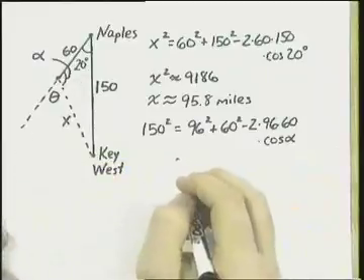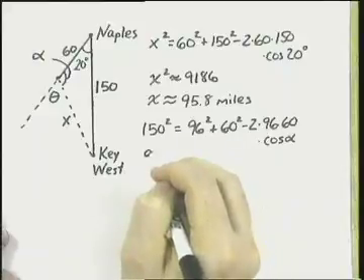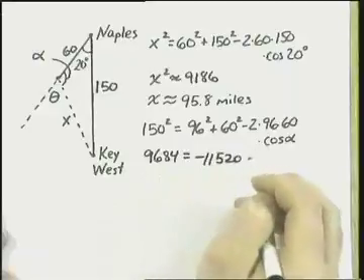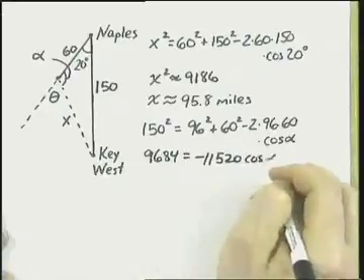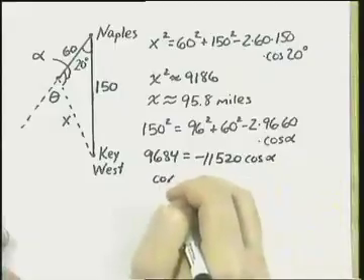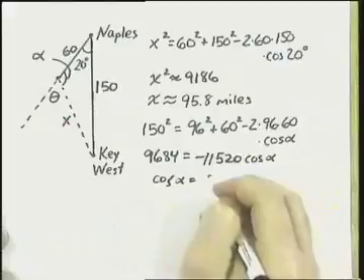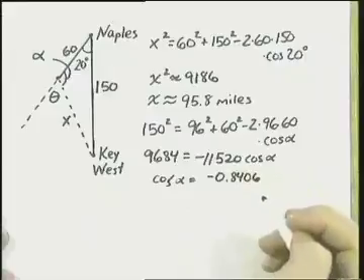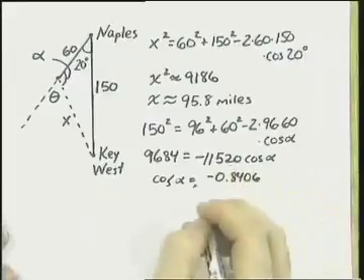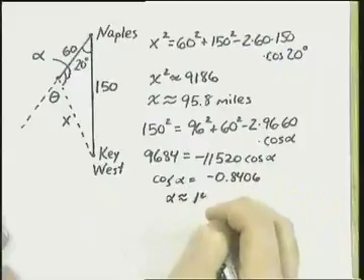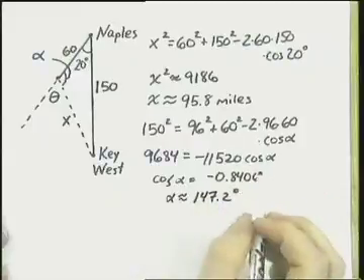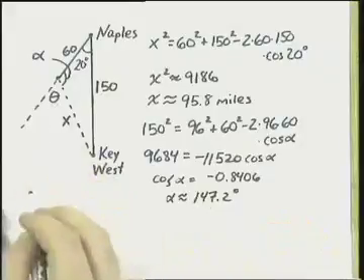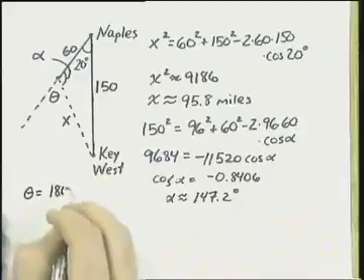If we solve for the cosine of alpha, we're going to get eventually that 9684 equals negative 11,520 times the cosine of alpha, so that the cosine of alpha is equal to negative 0.8406, dividing both sides by negative 11,520. That means that alpha is about 147.2 degrees.